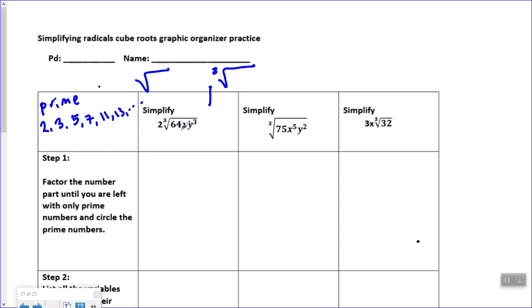So let's factor 64. Let's divide 64 by 2. Use your calculator. 64 divided by 2 is 32. And 2 is a prime number. 32 is not a prime number because it can be divided by 2. 32 divided by 2 is 16. And then 16 can be divided by 2, 8 can be divided by 2, and 4 can be divided by 2. So 2, 2, 2, 2, 2, 2. We circled all the prime numbers.